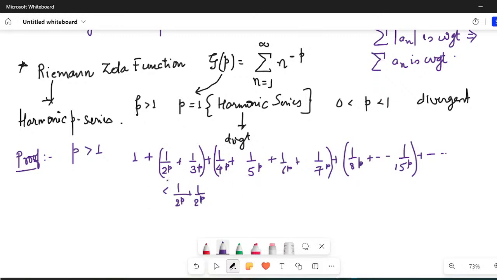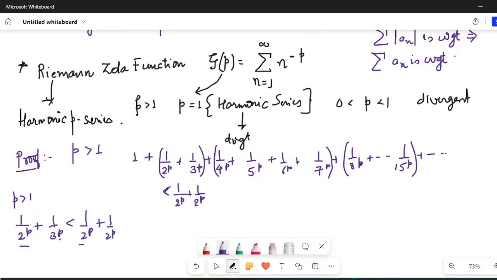Should I explain it? See, p is already greater than 1. And here it is 1 upon 2 to the power p, and here it is 1 upon 3 to the power p. Obviously, 1 upon 3 to the power p is smaller, because I'm dividing by more. So if I compare, this is fine. Till now, it is fine.